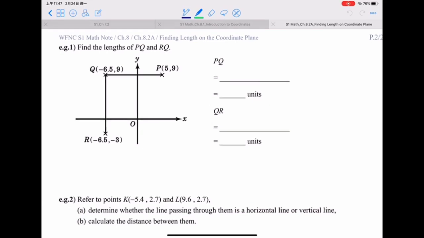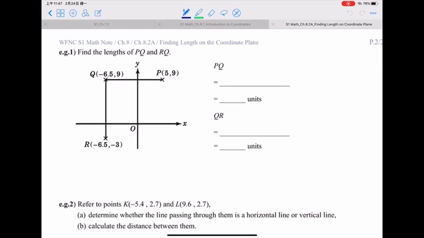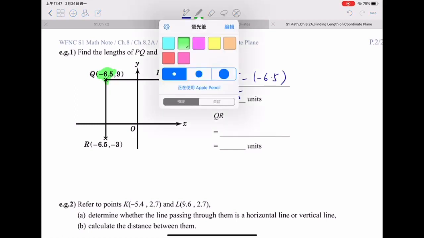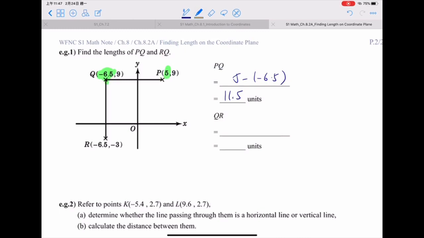One more. So this one you are actually given the graphs, so easily. We just plot out the two coordinates. For PQ, 5 and -6.5. So 5 minus -6.5, so 11.5. QR, the two different coordinates are 9 and -3. So 9 minus -3. So the answer is 12.